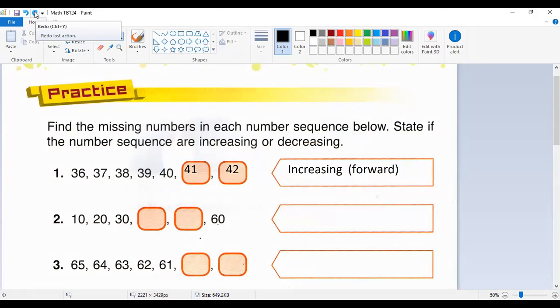We're counting forward by, yeah. Say that again. We're counting forward by 10.